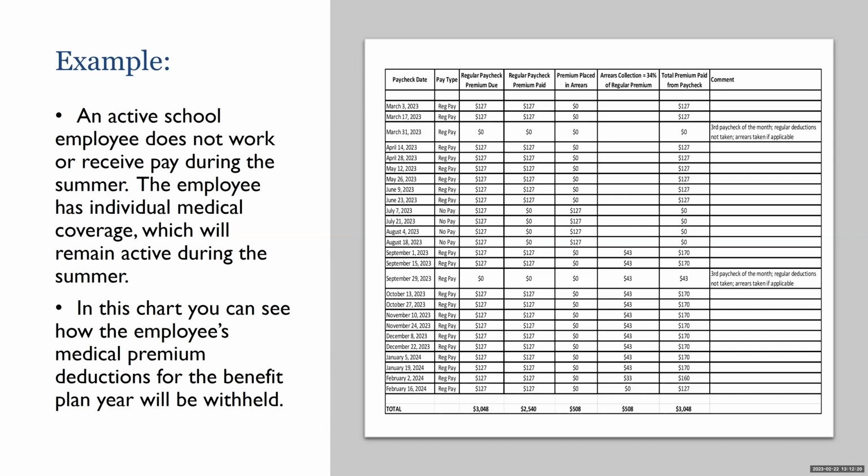And then in February, we get the February 2nd check, we get the final remaining balance of that arrears. So it's only $33. We're not going to collect more than what's due. And on February 16th, the final check of the benefit year, that one final regular deduction. So you can see that this employee who has individual coverage over the course of a year would pay $3,048 for it. By the end of the year, they will have paid $3,048. But you can see that some will be collected as regular premiums and some will be collected as arrears deductions.